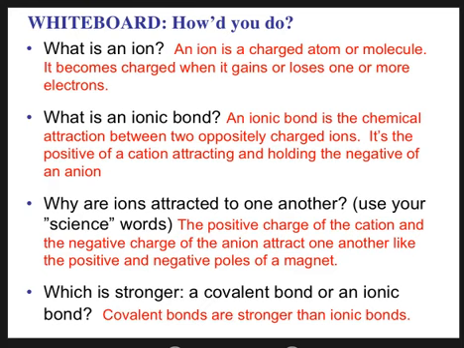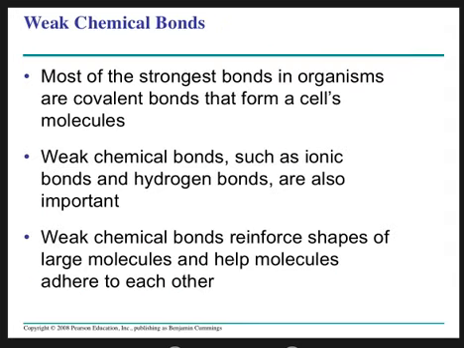Okay, so we've talked about very, very strong bonds. Those are the covalent bonds. The next strongest bond on our list were the ionic bonds. Now we're going to talk about some weaker chemical reactions, or some weak bonds. And specifically, we're going to talk about hydrogen bonds.